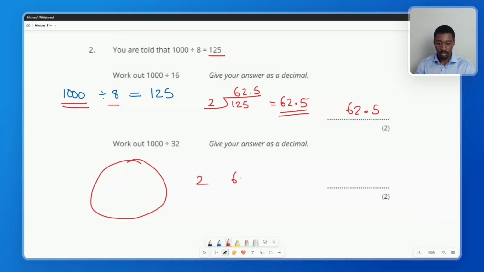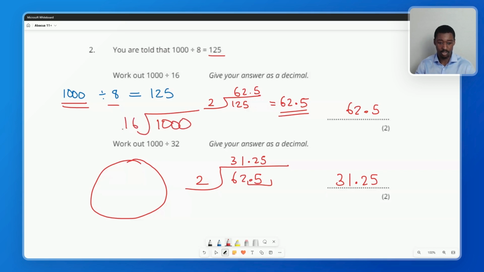So 62.5 again divided by 2. Well, 2 into 6 is 3. 2 into 2 is 1. And then 2 into 0.5 is 0.25. So our answer is going to be 31.25. That's all we have to do to work this out. We don't have to start trying to work out 1000 divided by 16 from the very start. We don't do this. We take what they've given us in the question and we apply our understanding of what division actually means. And it gives us these answers.